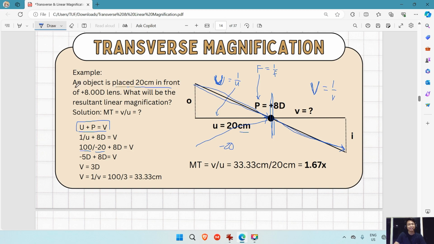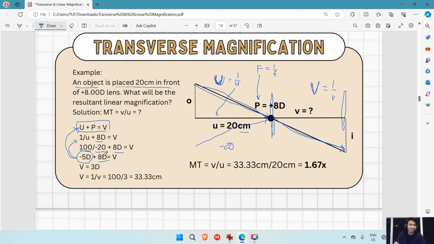Unless, in the example, an object is placed 20 centimeters at the back of the 8D lens. Then that may signify a positive value. But since it is placed in front, it is a negative value. So we have here 100 over minus 20 is equal to minus 5D. So what is this minus 5D? How do we interpret this? Since minus 5D is equivalent to 1 over u, therefore our minus 5D is equivalent to our big U. So we now have the value of U, which is minus 5D. And then for P, we simply substitute plus 8D.